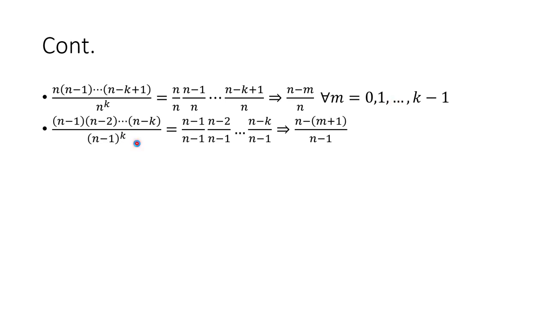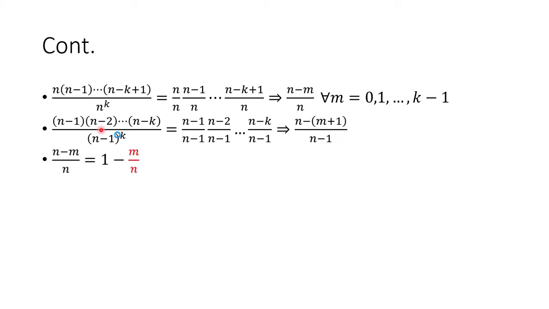And on the other side, (n-1)(n-2) to (n-k) divided by (n-1)^k, we can do a similar expansion. We distribute (n-1)^k to all the terms, so it becomes (n-1)/(n-1) times (n-2)/(n-1), and so on, k times. Each term in general, the (m+1)-th term, corresponds to the m-th term upstairs, so it's (n-1-m)/(n-1). So our goal is now to show this one is strictly larger than this one, and we're done.